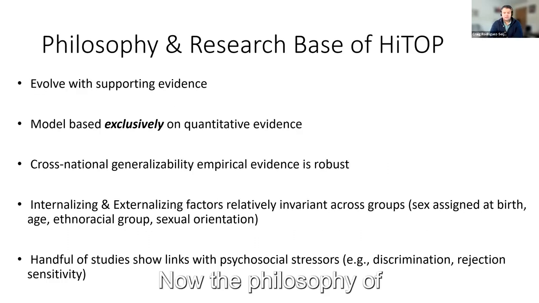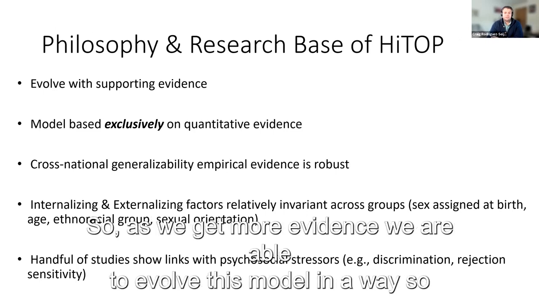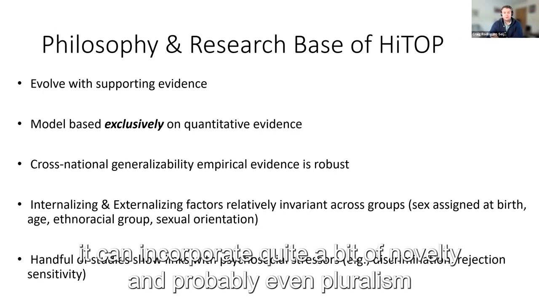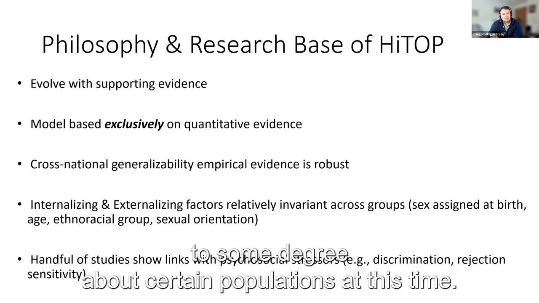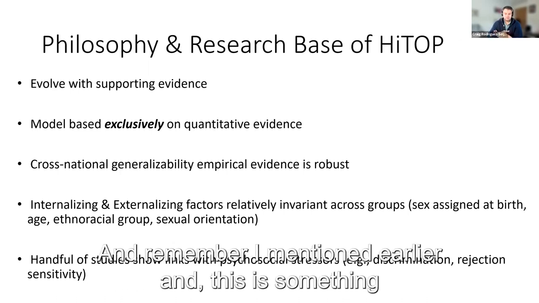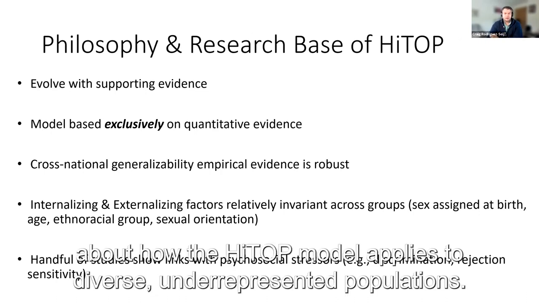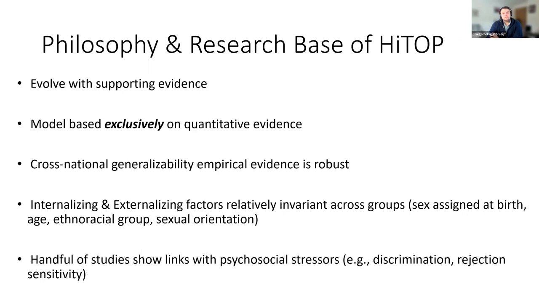Now, the philosophy of HiTOP is that the model is supposed to evolve as research evidence exists. So as we get more evidence, we're able to evolve this model in a way that can incorporate quite a bit of novelty and probably even pluralism to some degree about certain populations. At this time, the model is based exclusively on quantitative evidence. And remember I mentioned earlier, we're finishing up an article right now about how the HiTOP model applies to diverse underrepresented populations.